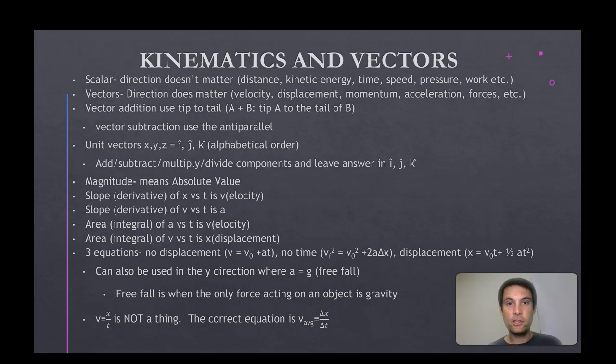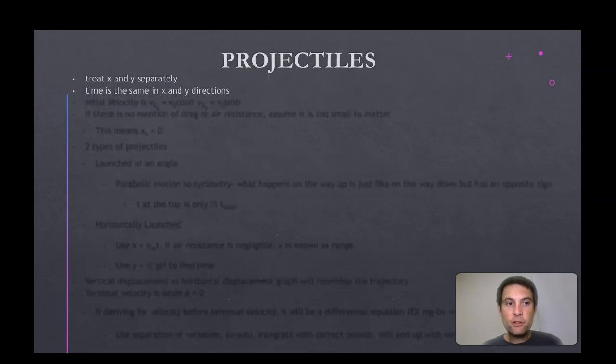v equals x over t is not a thing. It's not an equation that you're going to use, because the real equation is that the average velocity is our displacement over time, or time interval. For projectiles, we're going to remember to treat x and y completely independent of one another. Time, however, is the thing that's going to join your x and y directions. A bullet fired will hit the ground at the same time as a bullet dropped.